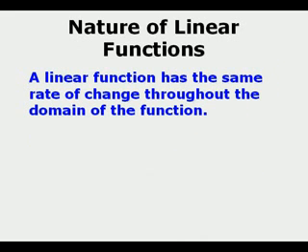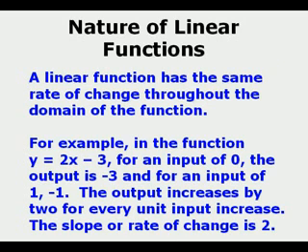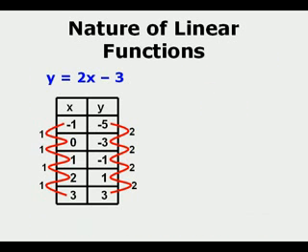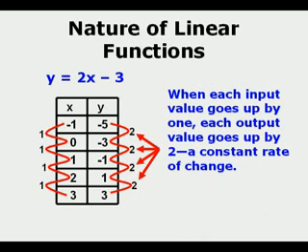Now a linear function has the same rate of change throughout the domain of the function. For example, in the function y equals 2x minus 3, for an input of 0, output is negative 3. For an input of 1, it's negative 1. The output increases by 2 for every unit input increase. The slope or rate of change is 2. And here we see it in table form, numeric representation, and we see that with each input value going up by 1, each output value goes up by 2. So that's what we call a constant rate of change.